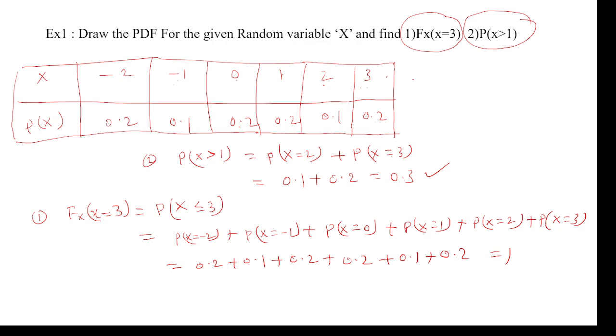Most of the time he may ask questions like this only. Sometimes he may ask P of x less than or equal to 0. So less than or equal to 0 means the values 0, -1, -2. So like this we need to calculate the distribution function.